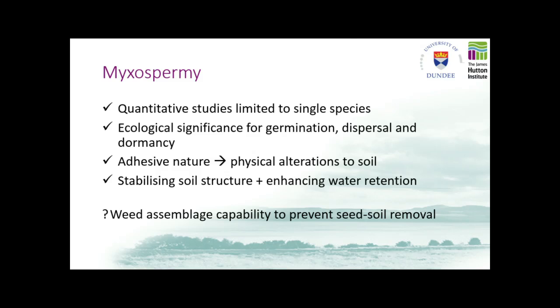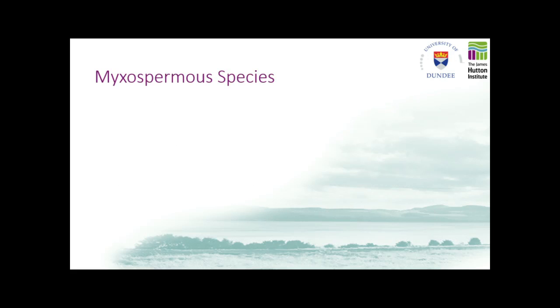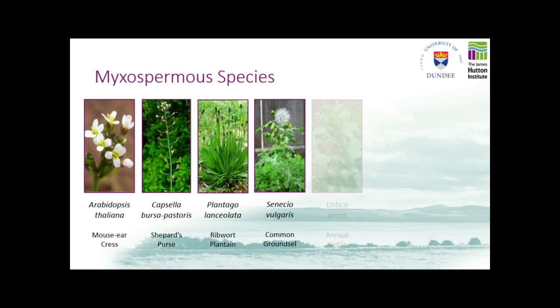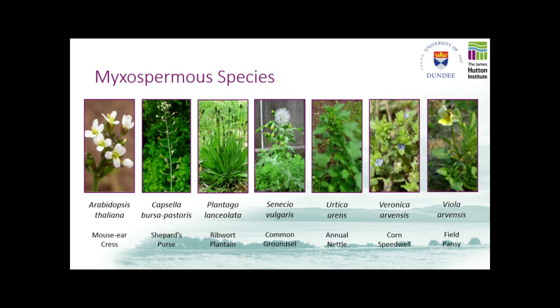But what we don't know is the capability of specific species, and then also as a community together, whether they can then prevent their removal, but then also the removal of soil in a field. And also whether there's a threshold beyond which soil behavior and the biogeochemistry is altered. So not all seeds have this trait. In my project, I'm looking at 7 common agricultural weeds that can be found all around the UK.